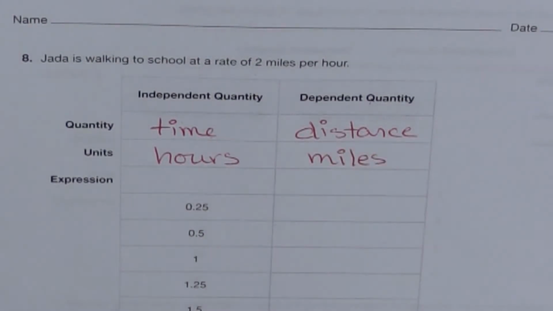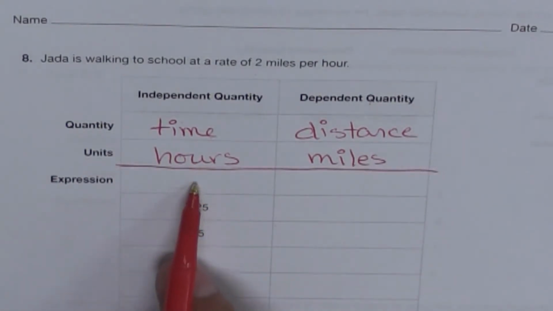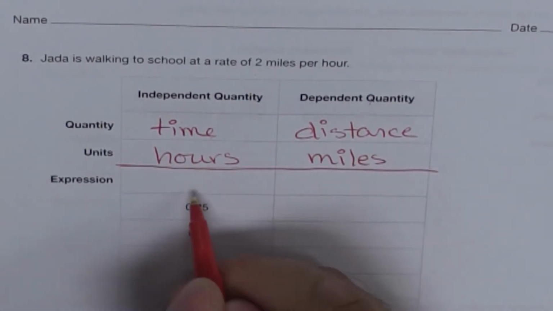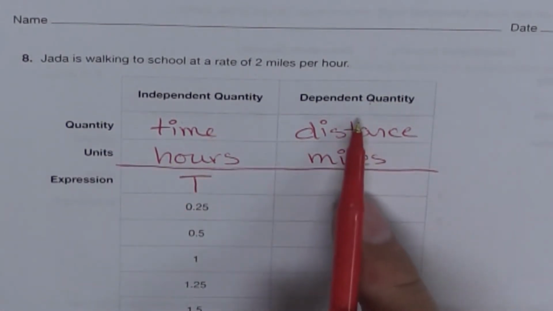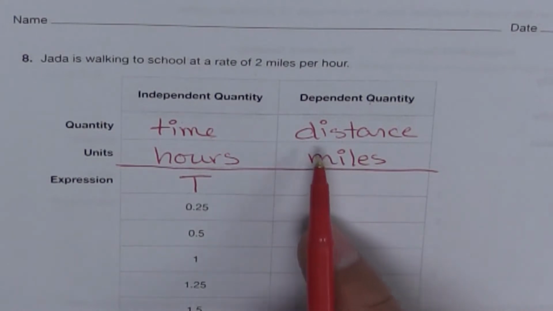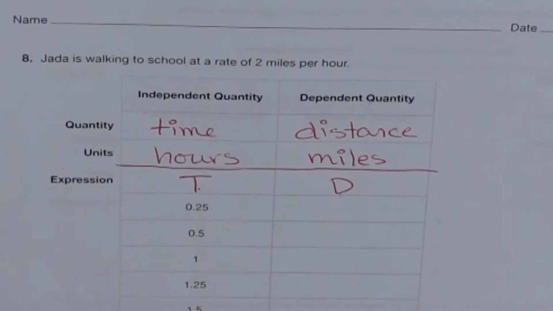Nice. What's a good variable or a good expression to represent time? T. That's nice. T for time. What's a good variable to represent distance? D or M? I'm going to use D.